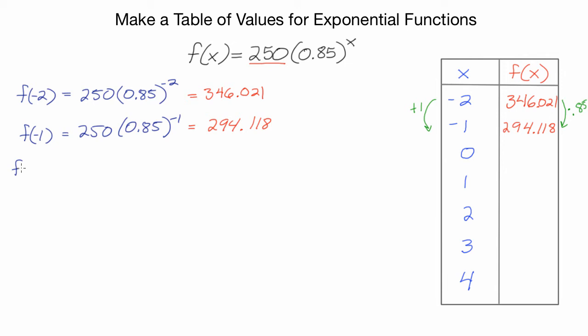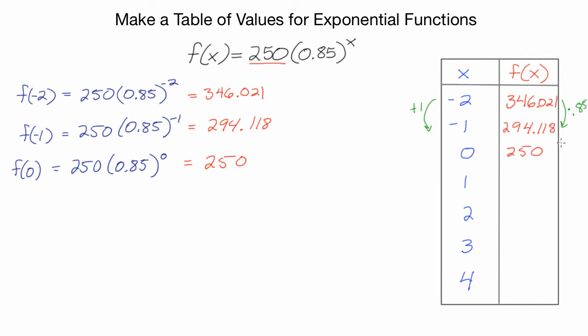f of 0. This one's going to be interesting. So I've got 250 times 0.85 to the 0th power. That's equal to, well, if you remember my exponent properties, anything to the 0 power is just equal to 1, right? So this becomes just 250 times 1. So check it out with your calculator, but it's just going to be 250.